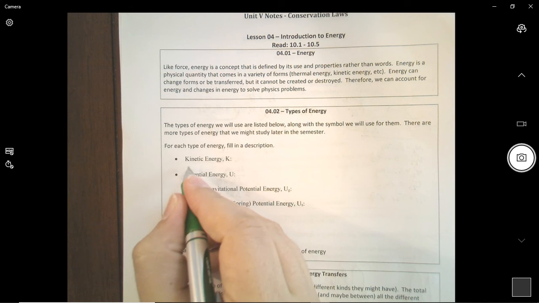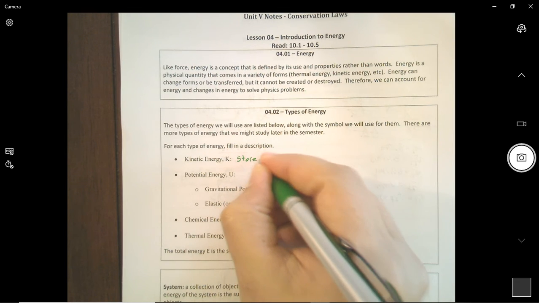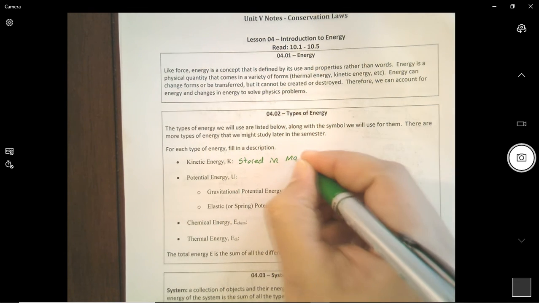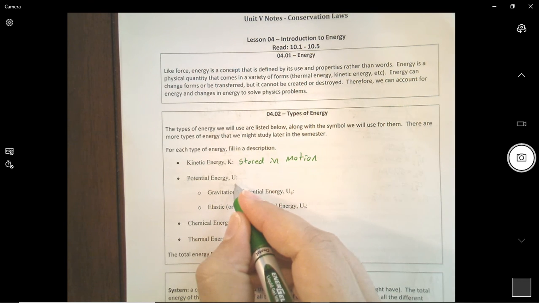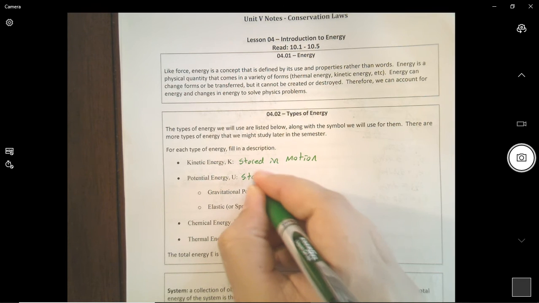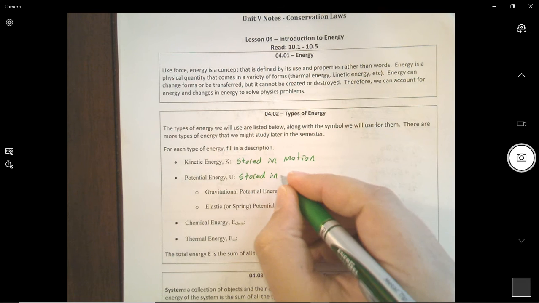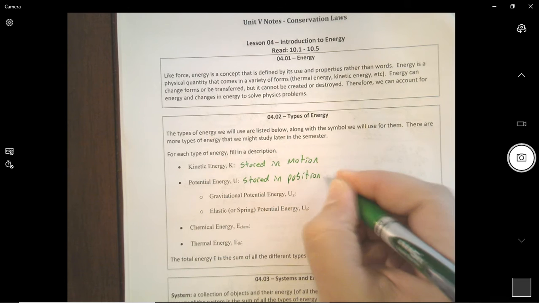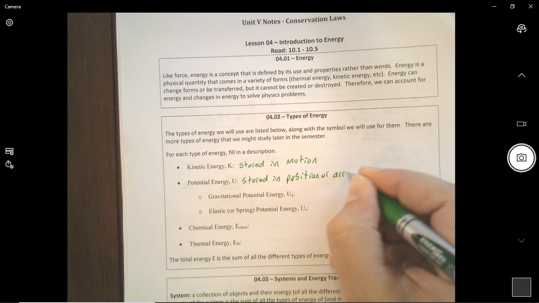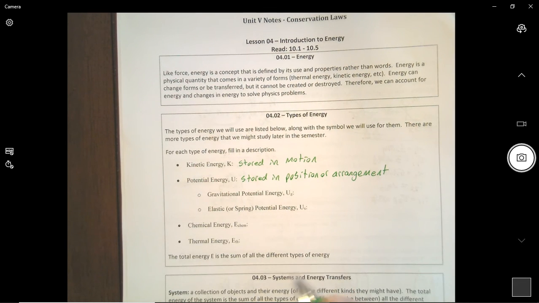So, the first type of energy in our system is kinetic energy, which is the energy stored in the motion of an object. The next is potential energy, which is stored in the position or arrangement of objects in a system. So that is a general definition of potential energy.